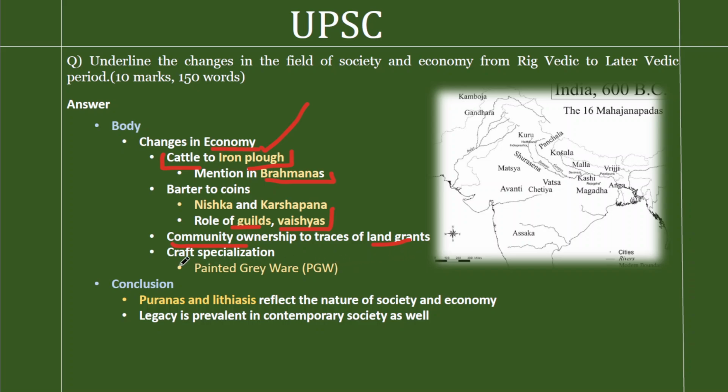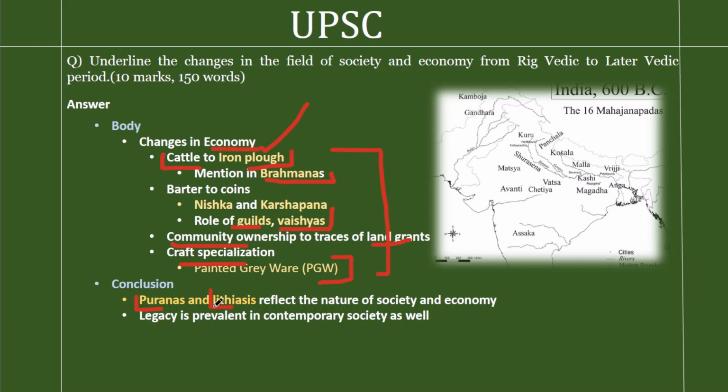Then the final point in the second part is with respect to craft specialization. In the later Vedic period, an important pottery is Painted Grey Ware, and it reflects the nature of specialization with respect to crafts. So with these 4 points, we have covered the economic transition as well. Now we have seen a good introduction, a value-added introduction, a proper map, 2 proper dimensions, and how do we conclude this answer? We conclude this by invoking the literary tradition of that period, which is Puranas and Itihasas.